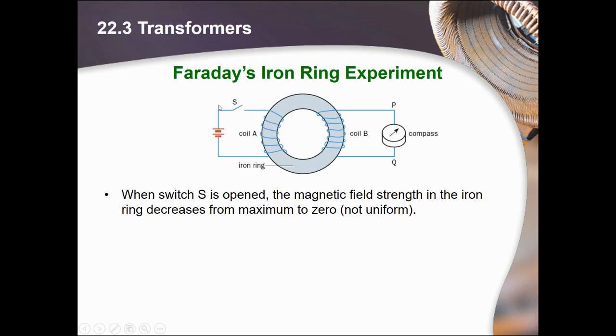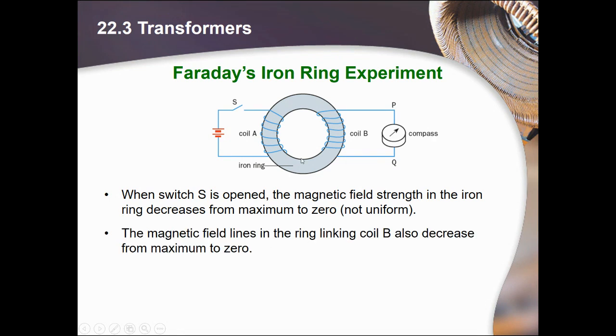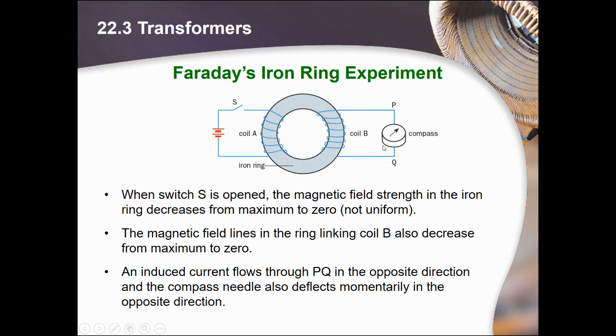But when the switch S is opened, the magnetic field strength now decreases from maximum to 0, and again the magnetic field is non-uniform. The magnetic field lines in the ring linking coil B also decrease from maximum to 0, and because there is again a change in magnetic flux linkage, now a decreasing magnetic flux linkage, again an EMF will be induced in coil B, and therefore a current will be induced in the wire PQ. But the induced current flows through PQ in the opposite direction, and therefore the galvanometer needle will again deflect, but now momentarily in the opposite direction.